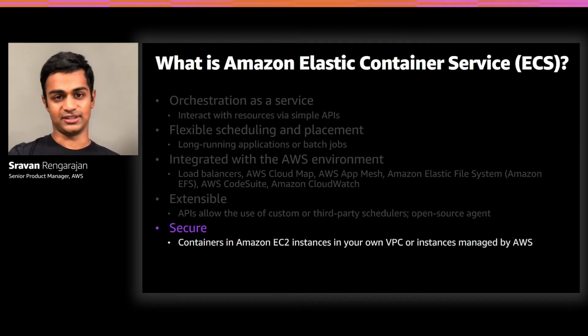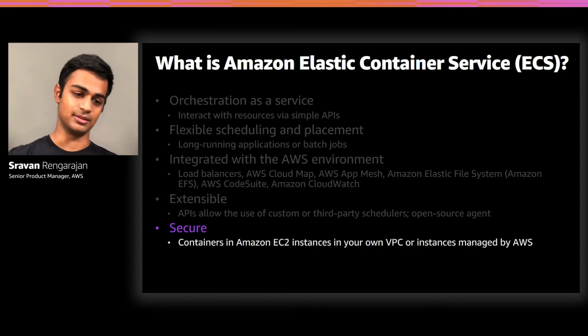Also, one of my favorite benefits is Amazon ECS is just secure by default. All the resources you create, from the containers you launch to the EC2 instances, are all within your own VPC by default and blocked off from external traffic unless you choose to open it. And this is either for the EC2 instances that you own or for EC2 instances that are managed by AWS. So you might be asking, managed by AWS, like what exactly does that mean?